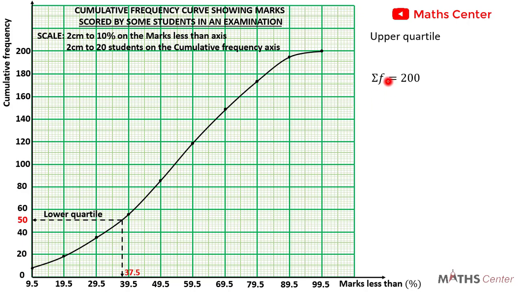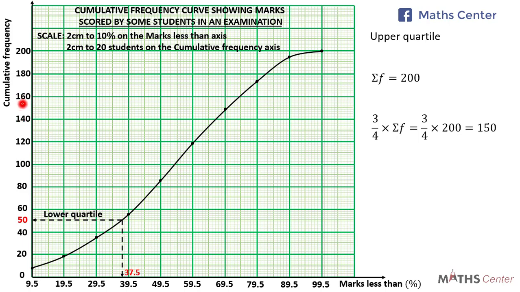The second part of the question says we should find the upper quartile. To get the upper quartile, we have learned that we have to find 3 out of 4 of sigma f. Sigma f is 200. 3 out of 4 of 200 will give us 3 divided by 4 times 200, which is 150. Which means that the upper quartile will occur at the 150th position. So to get it, we will have to locate 150 on the cumulative frequency axis. 150 will be between 140 and 160, so it's at this point.